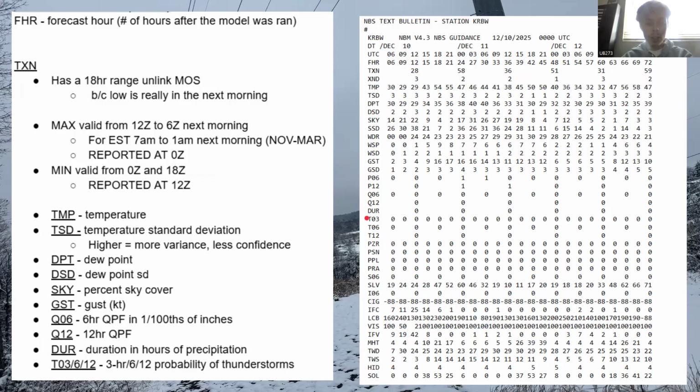DUR is the duration of precipitation that's expected from the time interval before it. So remember before, but of course it's zero. This probably wasn't really the best example, honestly, because all this stuff is zero, but it would be just the number of hours that you're expecting precipitation to be going on. TO3, 6, and 12 are the 3-hour, 6-hour, and 12-hour probability of thunderstorms. And of course, in December, it makes sense that it's zero.